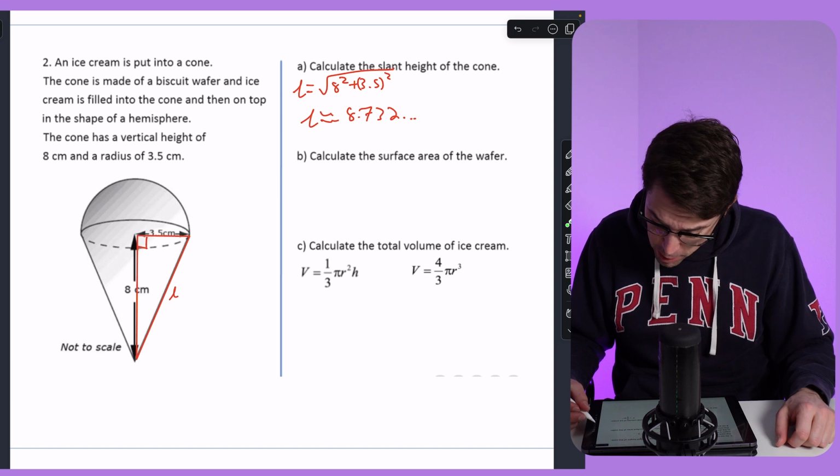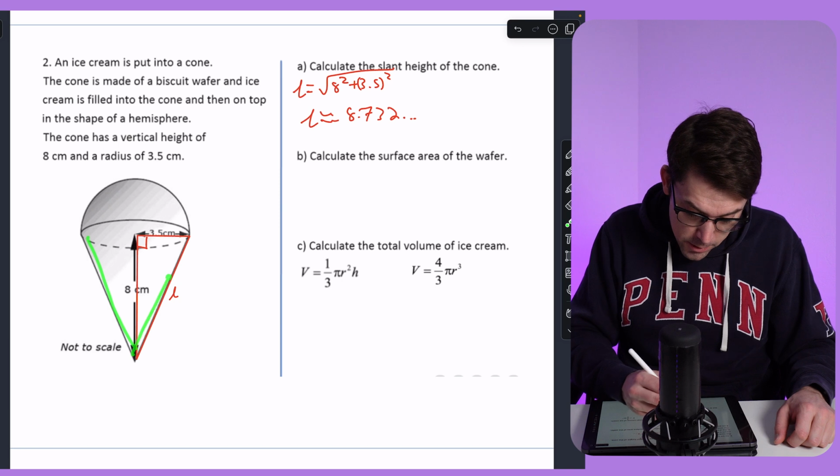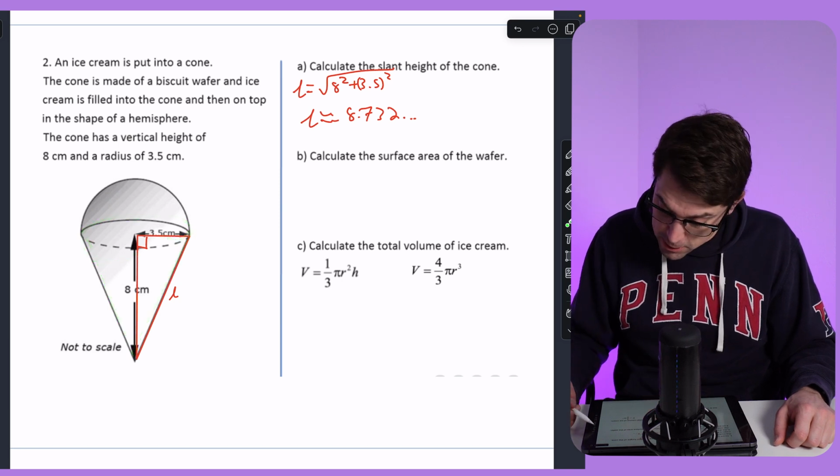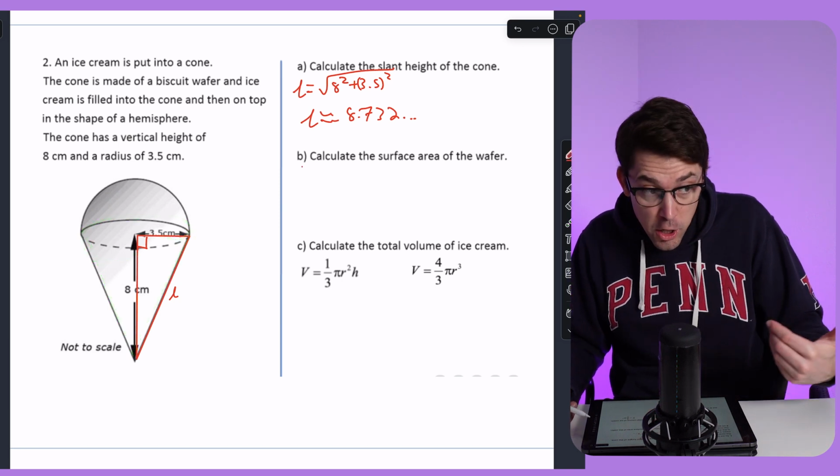So now let's go ahead and calculate the surface area of the wafer. The wafer is that delicious ice cream cone that you are talking about right here. So what is the surface area of a, well, this is a cone.